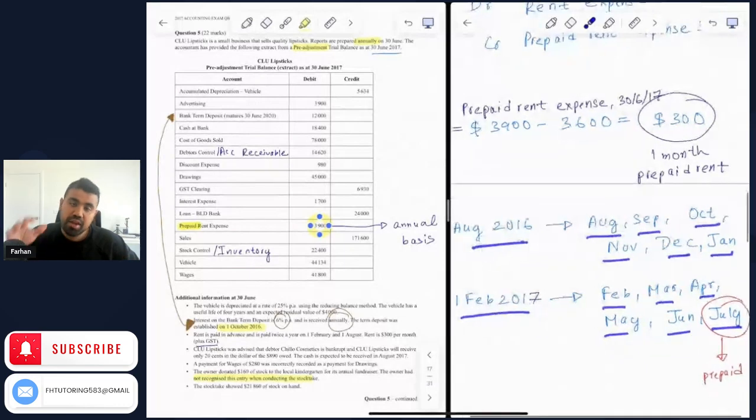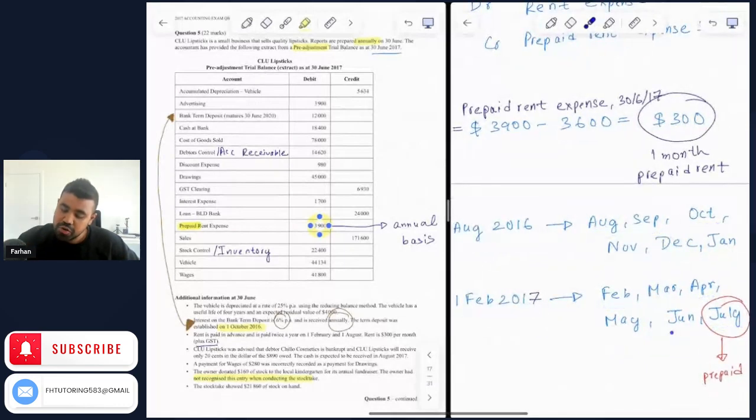But we are preparing the balance day adjustments at 30 June 2017. So 1 month of rent is left behind here, which is the prepaid rent that we are yet to consume. And if you were preparing the balance sheet, you would report this prepaid rent within the current asset section that represents the economic benefits that are yet to be consumed by the business.